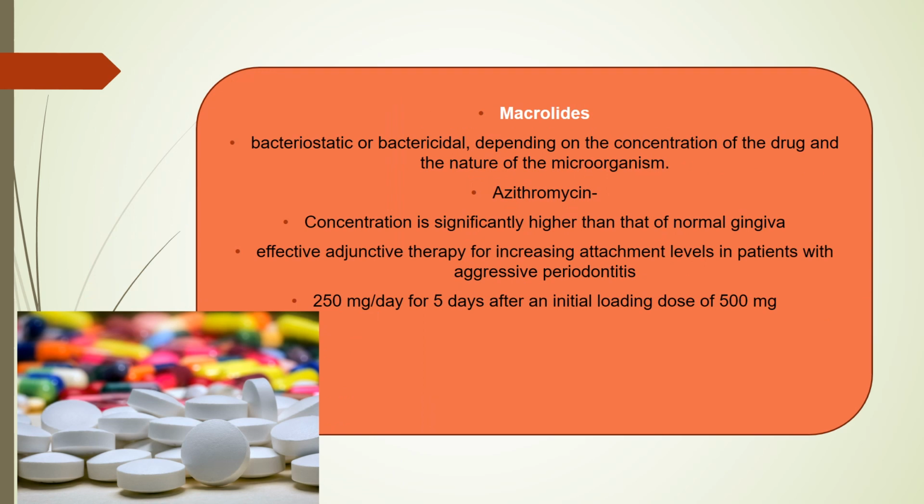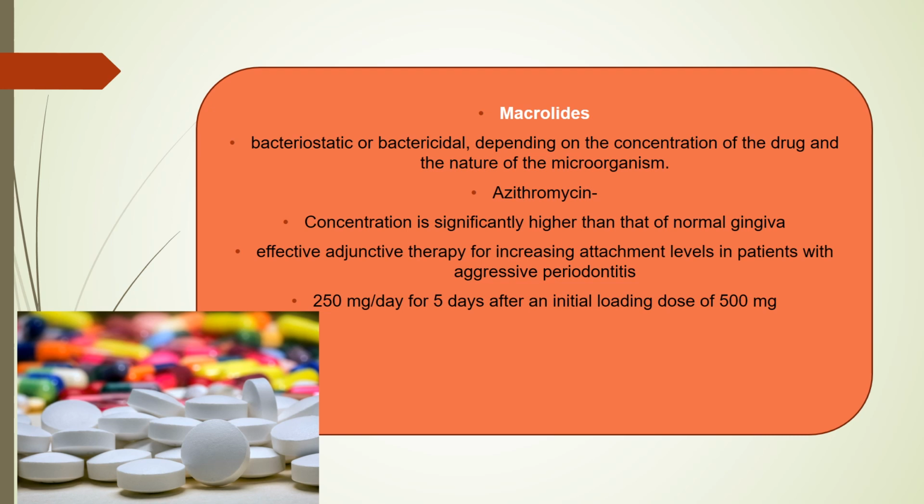So coming to the macrolides, they inhibit protein synthesis by binding to 50S ribosomal subunits of sensitive microorganisms. This can be bacteriostatic or bactericidal depending on the concentration of the drug and the nature of the organism. They include erythromycin, spiramycin, and azithromycin. Out of these, azithromycin is the only antibiotic that has an effect on periodontitis. Its concentration is significantly higher than that of normal gingiva, and it is an effective adjunctive therapy for increasing attachment levels in patients with aggressive periodontitis.